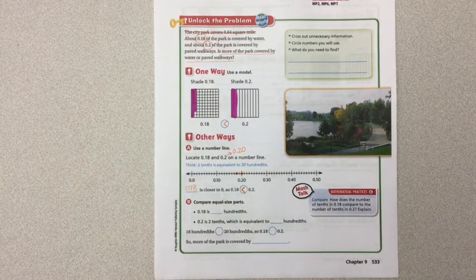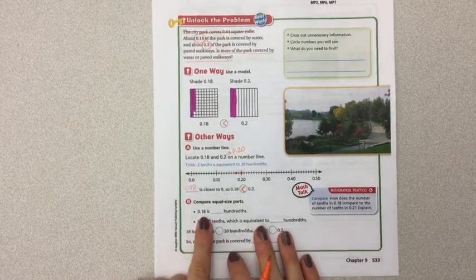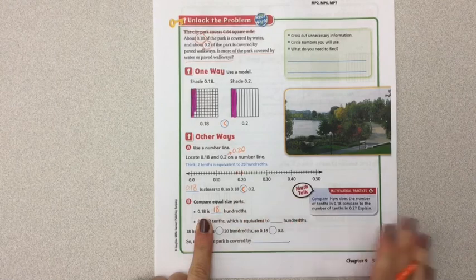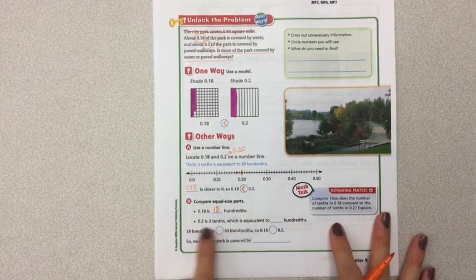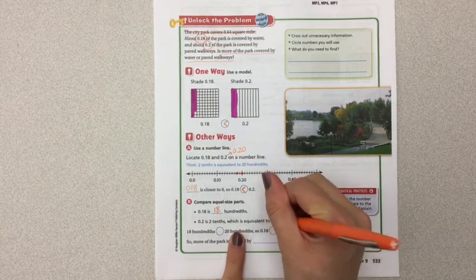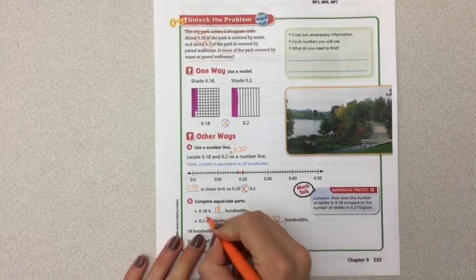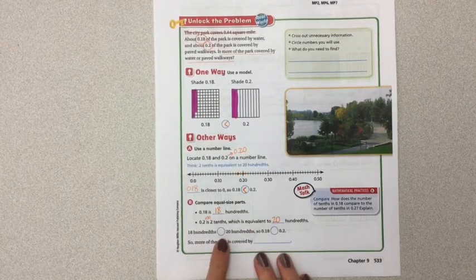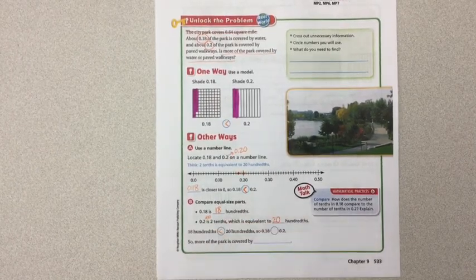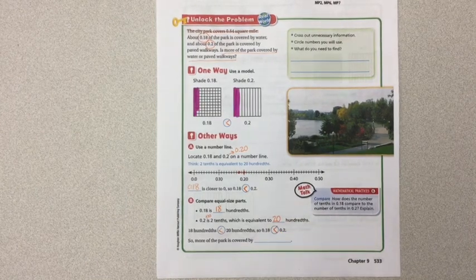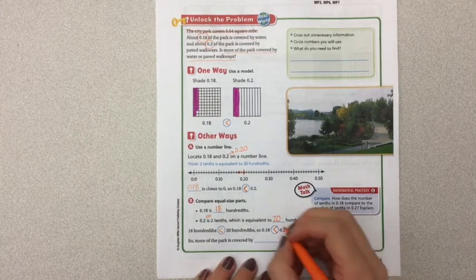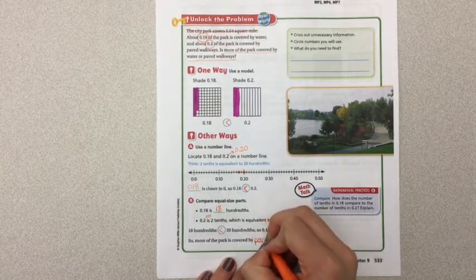And the final way that they want us to compare is to compare equal size parts. So we know that 0.18 is 18 hundredths, and we know that 0.2 is 2/10, which we also know is equivalent to 20 hundredths because we'd have to multiply this by 10. So 18 hundredths we know is less than 20 hundredths, so 0.18 would be less than 0.2. So more of the park is covered by paved walkways.